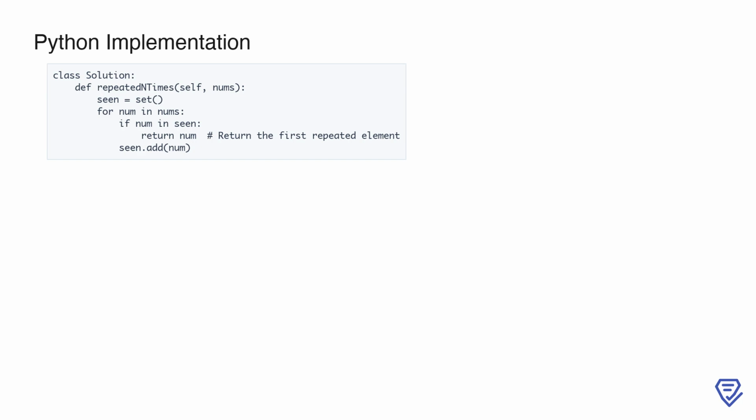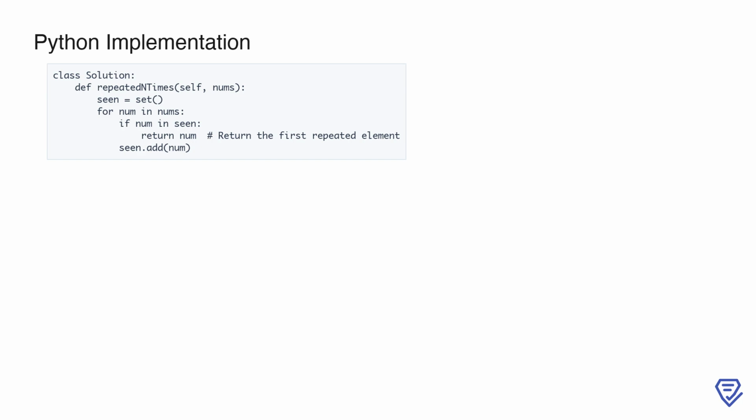The task is to find the element that appears exactly n times in a 2n-sized array. This solution uses a single loop and a set to efficiently determine the repeated element. First, we initialize an empty set called seen to keep track of unique elements encountered so far. Then, we iterate through each element in the nums array. For each number, we check whether it is already present in the seen set. If it is, this means the element has been encountered before and is the repeated element, so we immediately return it. If the element is not in the set, we add it to the set and continue the loop.